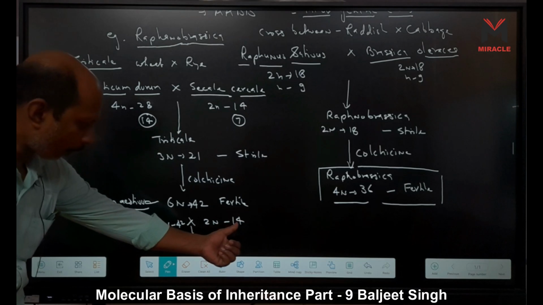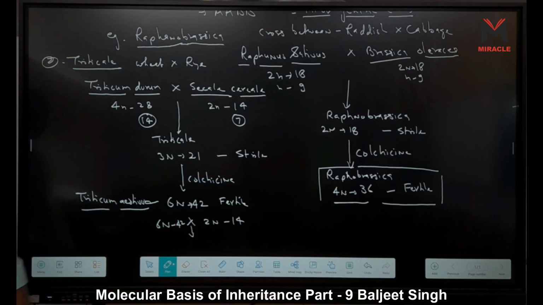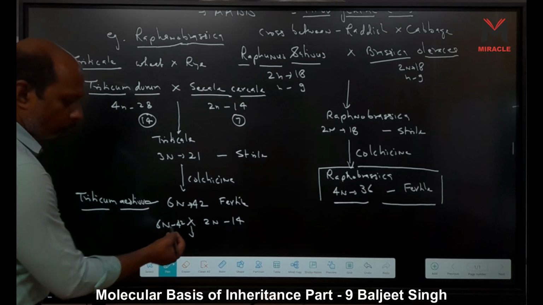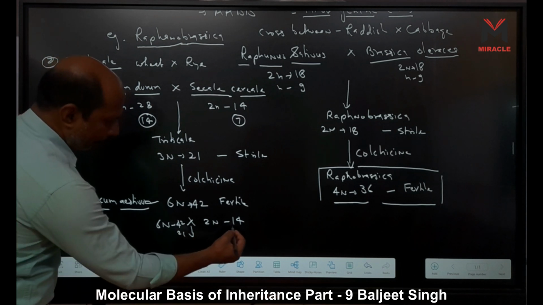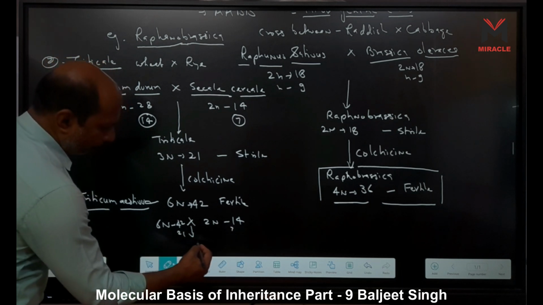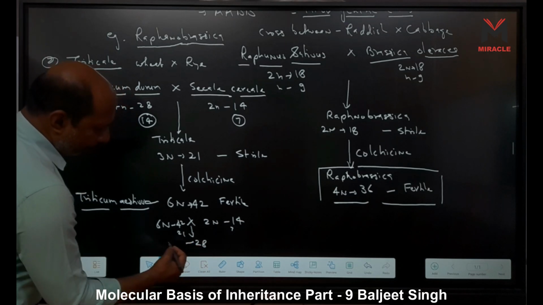So that means 7 from this side, and here how many? It is 42, half of 42, 21. So 21 from that side and 7 from that side, so it becomes 28. In the first generation, 28 and 28 means what?